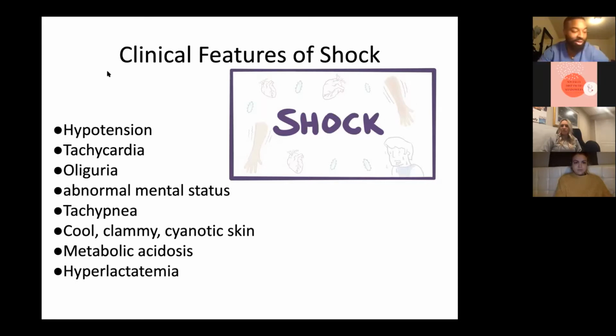This is awesome. So tachycardia is obviously your heart rate is fast, above 100. Oliguria is when you're not making urine. Abnormal mental status is obviously you're out of it. Tachypnea, breathing fast. So elevated respiration rate when you feel cool, clammy, and cyanotic.